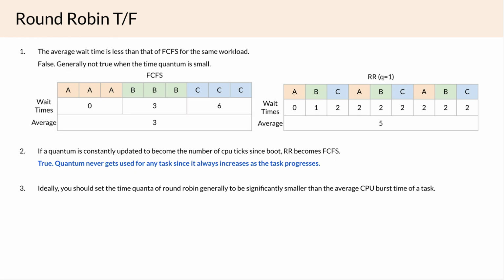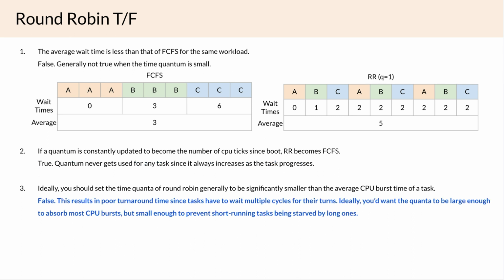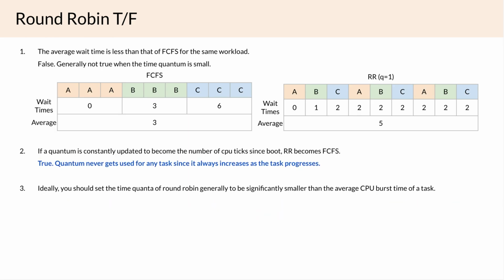Okay. And 3, ideally, you should set the time quantum generally to be significantly smaller than the average CPU burst of a task. This is also false. And to clarify, we haven't used this term before in discussion. So CPU burst time is going to refer to a continuous amount of time during which a thread executes on the CPU without any interruption. So after a CPU burst, a thread may execute some I/O or go to sleep, but during that CPU burst, it's just one continuous chunk of time in which that thread is using the CPU's resources.